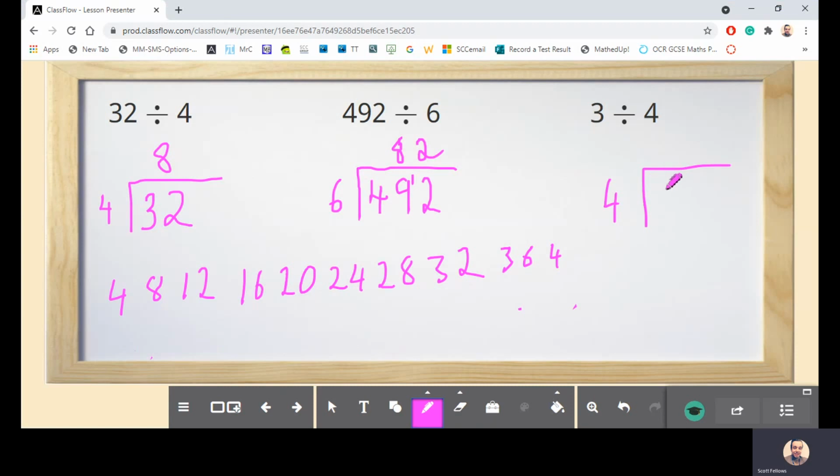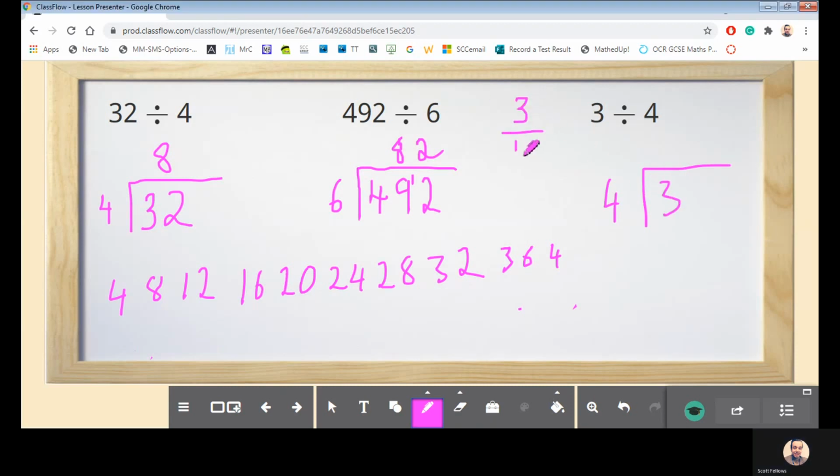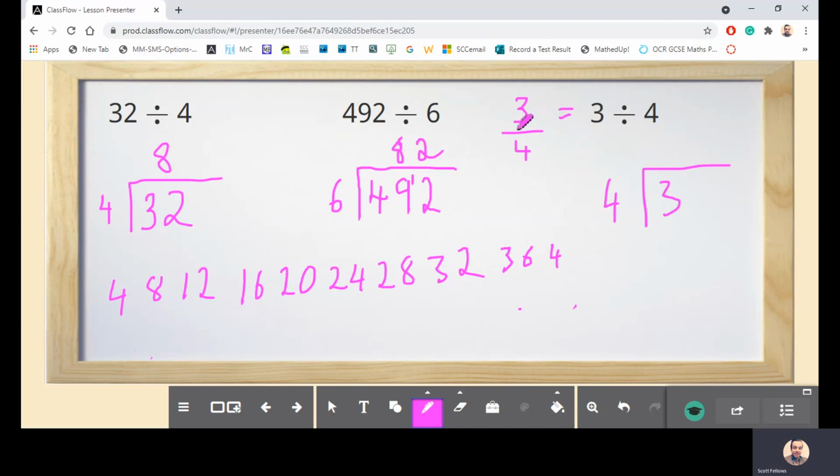Okay, so 4 on the outside, 3 on the inside. This might also be written as 3/4. Okay, it's saying the same. These two things mean the same thing. 3 divided by 4 and 3/4 is the same calculation. So we're doing 3 divided by 4.